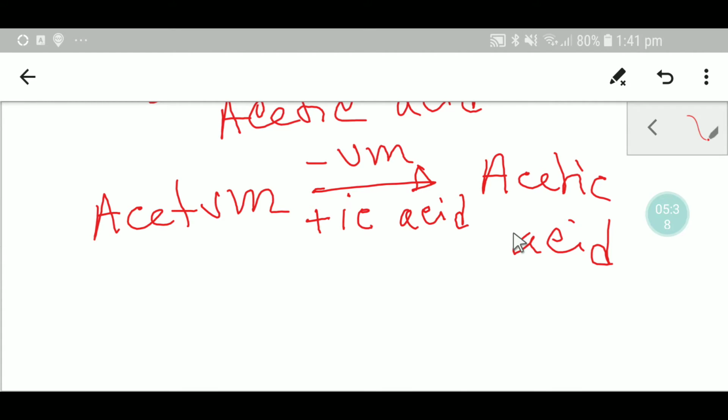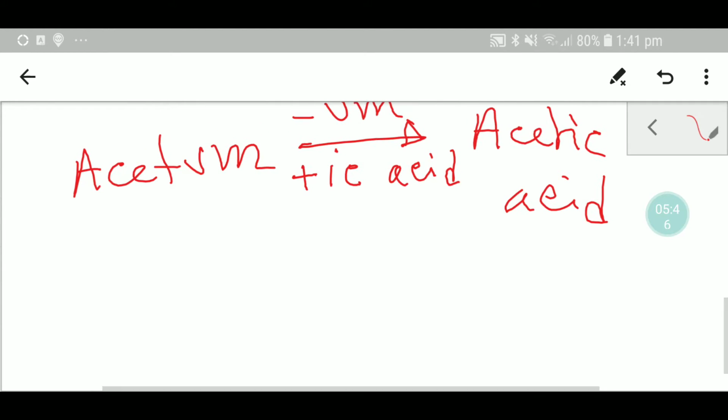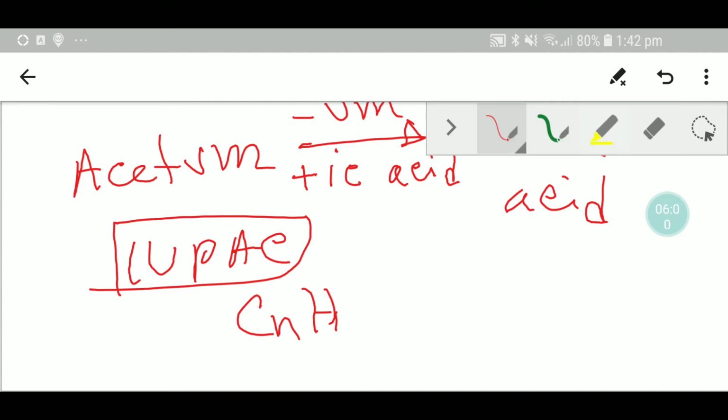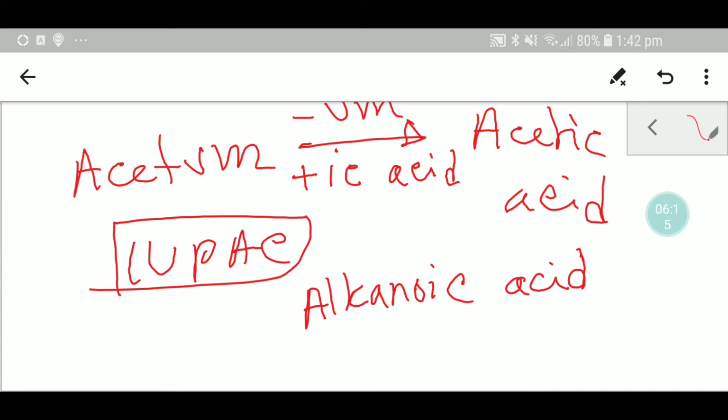Okay, let me show you the IUPAC name of acetic acid. How can I name this acetic acid? In IUPAC system, carboxylic acid is called alkanoic acid.